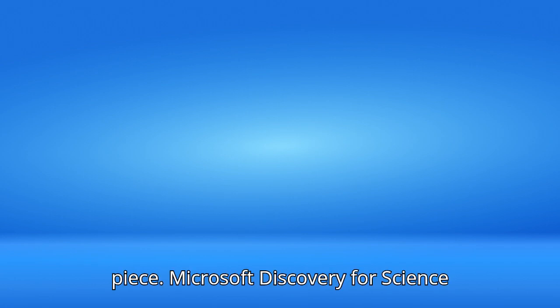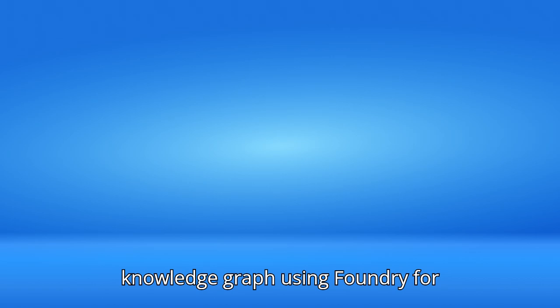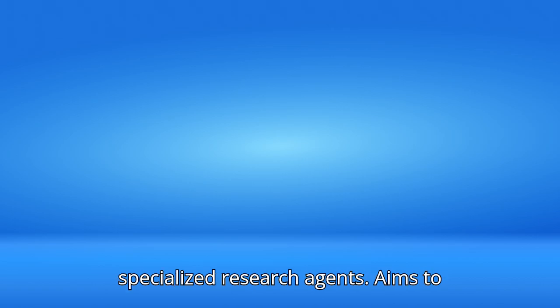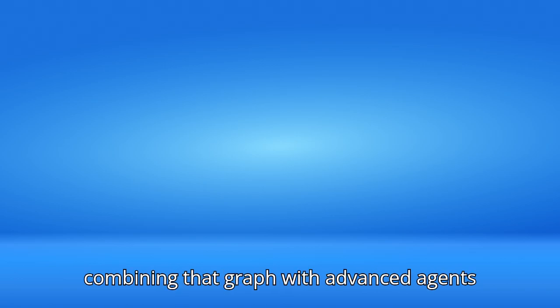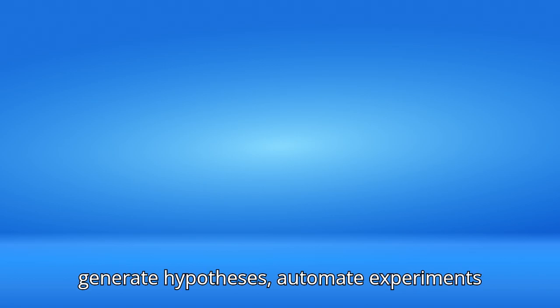Okay, last big piece. Microsoft Discovery for Science. Applying the full tech stack to speed up scientific discovery, like GitHub for devs or M365 for knowledge workers, but for science. Built on a powerful knowledge graph, using Foundry for specialized research agents. Aims to fundamentally change research. Yeah, combining that graph with advanced agents lets researchers analyze complex info, generate hypotheses, automate experiments in this iterative loop.